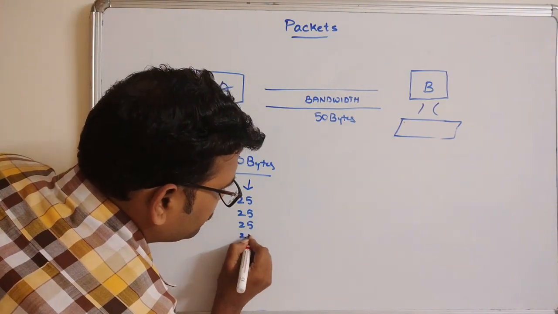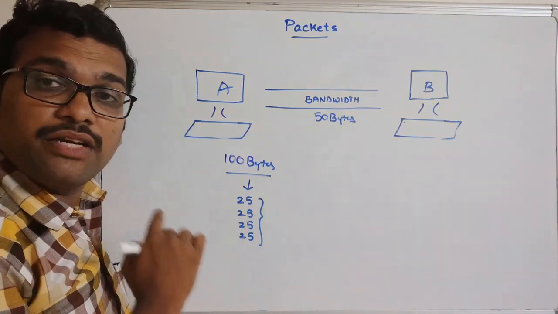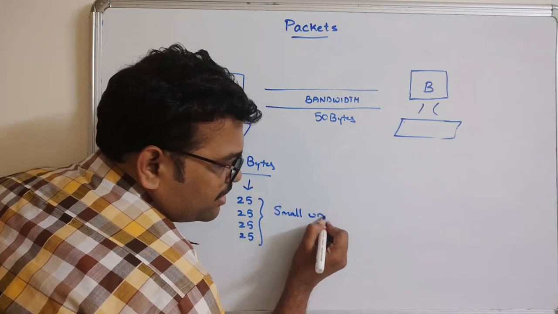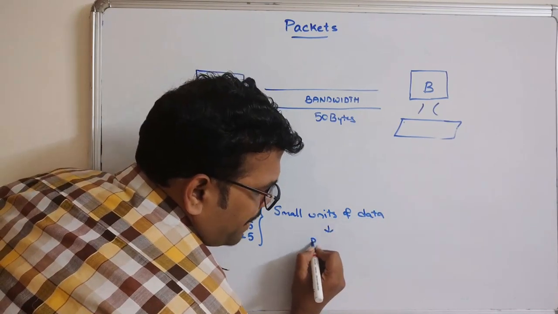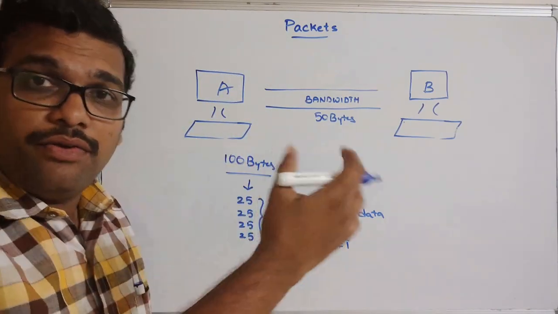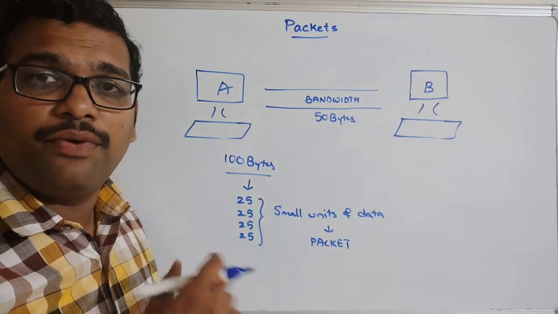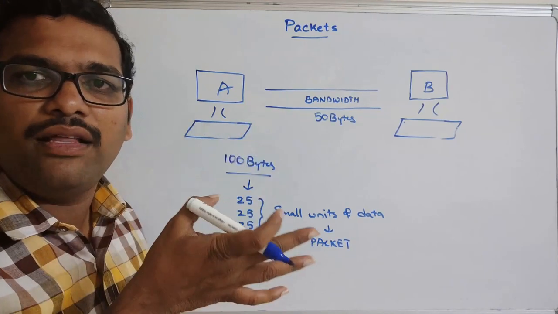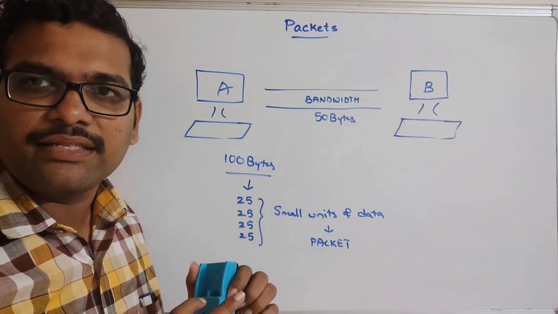Let me give a small example. Let it be four parts: 25 bytes, 25 bytes, 25 bytes, and 25 bytes. These small units of data are known as packets, so that the transfer will be fast and reliable. Instead of sending the complete information at a time, it is very easy and efficient if you divide the complete data into smaller units, that means in terms of packets, right?